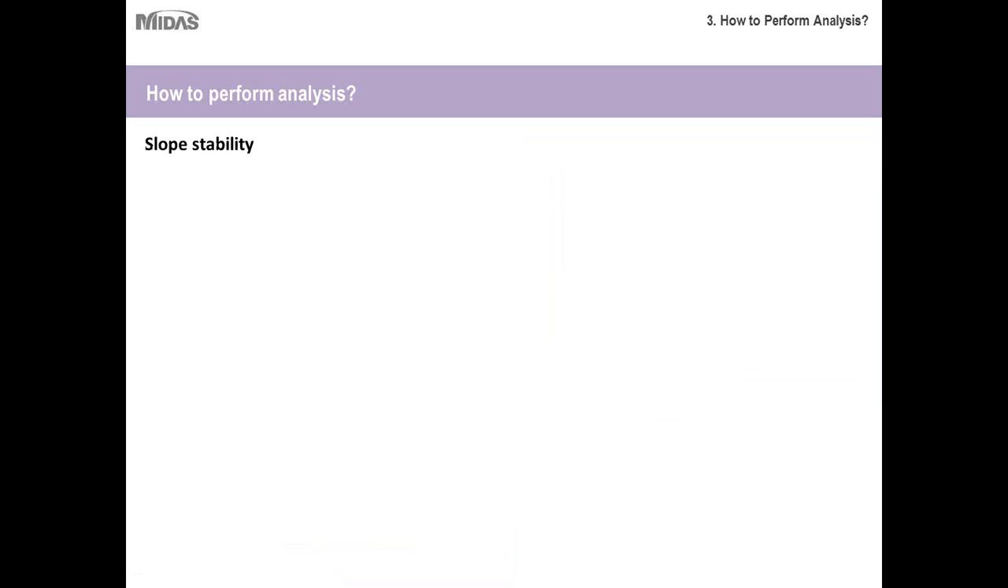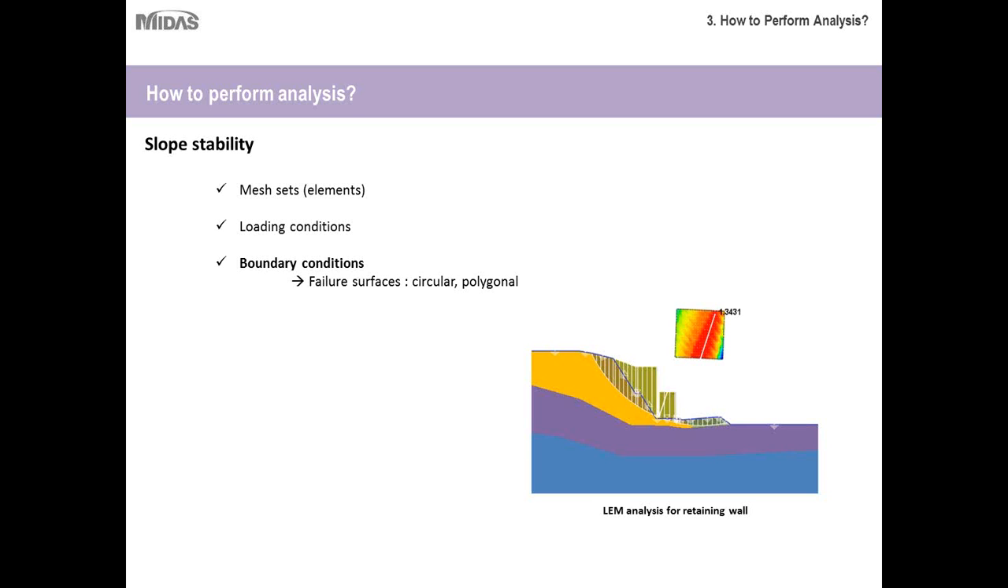Then slope stability. So the initial step remains the same, mesh sets, loading remains the same, and then the boundary conditions. Now here engineers have to define the failure surface, whether they are circular or polygonal. So you can see like this. So you essentially define the grid for the LEM method, and you can see the various wedges that are created for analysis, and then you can simulate the construction stages.